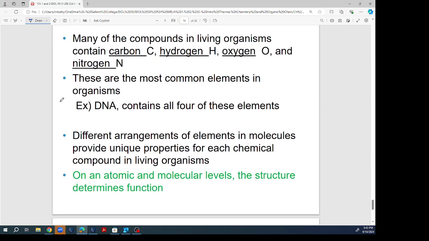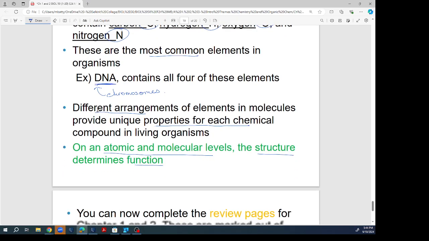So most of the compounds in living organisms, if we're talking about the big four elements, would be carbon, hydrogen, oxygen, and nitrogen. And again, those are all on your periodic table. They are the most common elements in organisms. As an example, DNA or chromosomes, your genetic material, has all four of these elements in them. And really, it's the different arrangement of these elements that gives the unique properties for each level of compound in an organism. And so again, on an atomic and molecular level, structure and function are related. And that's one of the themes that's illustrated as you move into chapter 2.